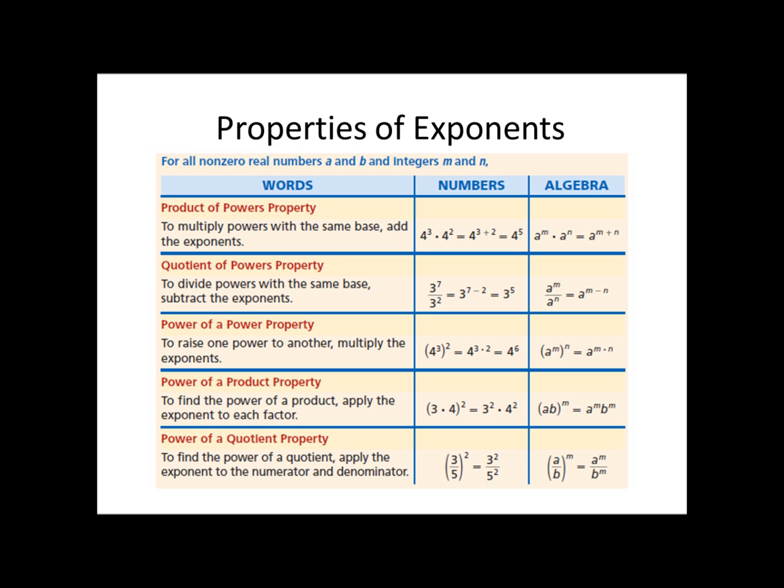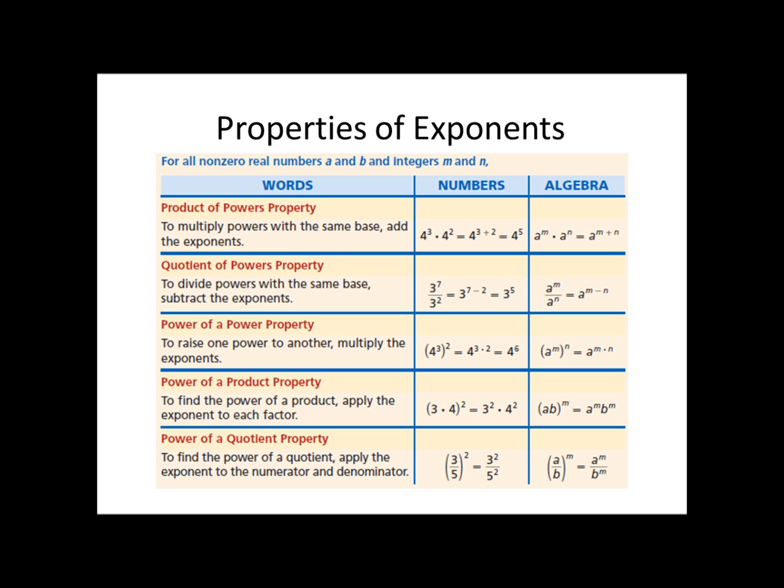Now, something very similar happens if we're dividing, but since division is the opposite of multiplication, we're going to do the opposite of addition. We're going to subtract. So 3 to the 7th power divided by 3 squared, we subtract the powers. Now we're going 7 minus 2 because 7 is the top power. Don't worry about which power is bigger, which power is smaller. It's always top minus bottom. So we get 3 to the 5th power.